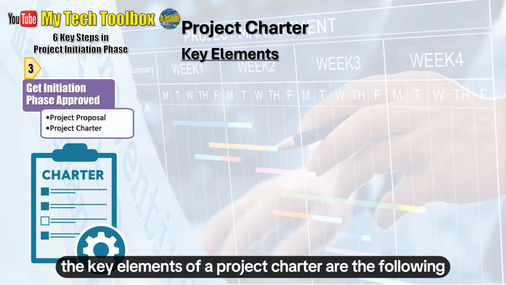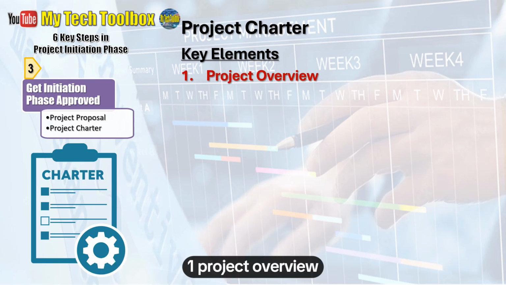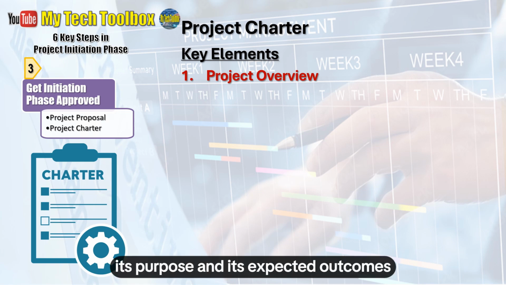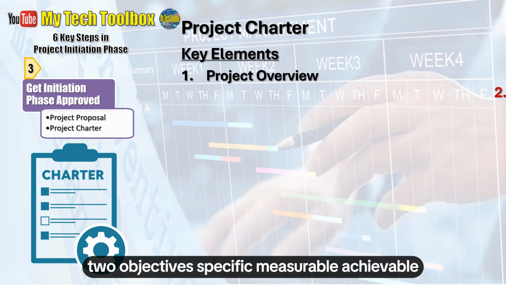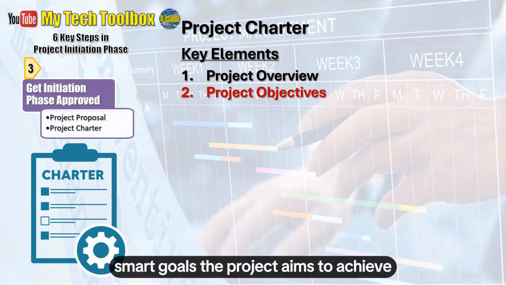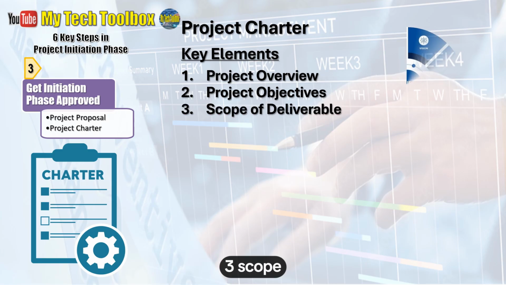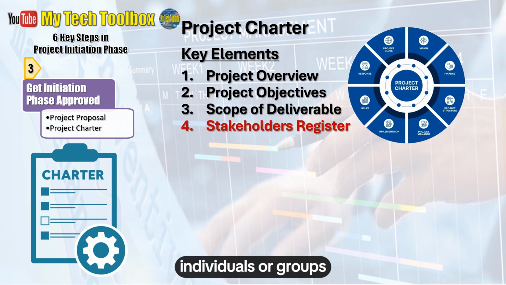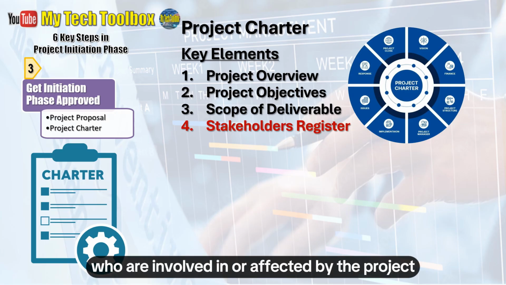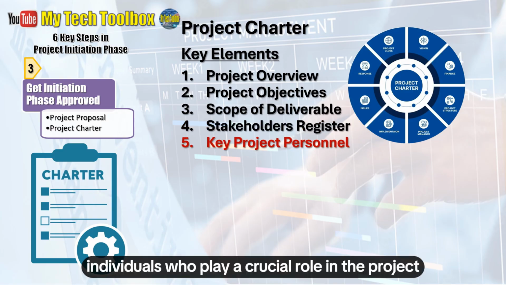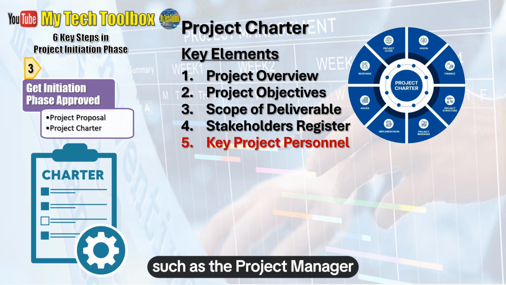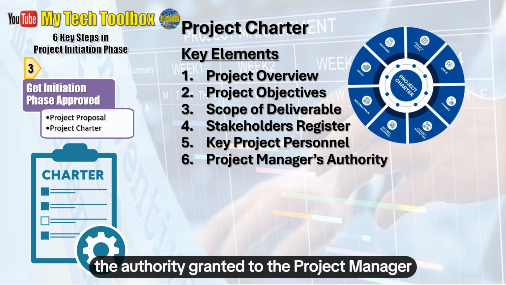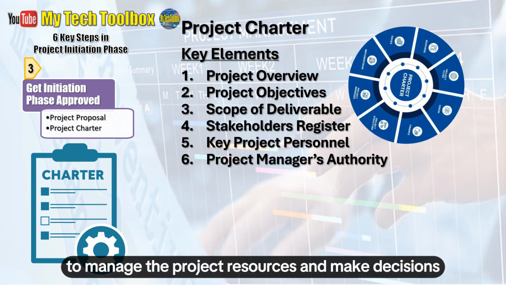The key elements of a project charter are the following. 1. Project overview, a brief description of the project, its purpose, and its expected outcomes. 2. Objectives, specific, measurable, achievable, relevant, and time-bound, SMART, goals the project aims to achieve. 3. Scope, the boundaries of the project, including deliverables and exclusions. 4. Stakeholders, individuals or groups who are involved in or affected by the project. 5. Key players, individuals who play a crucial role in the project, such as the project manager, sponsor, and team members. 6. Project manager authority, the authority granted to the project manager to manage the project resources and make decisions.